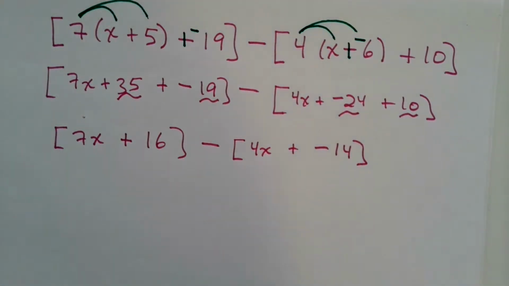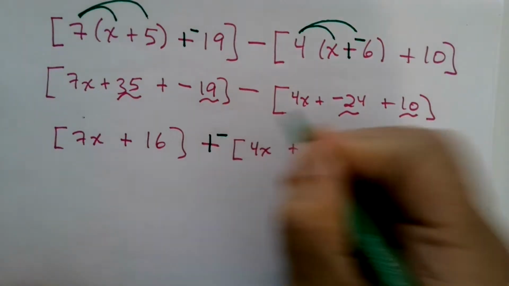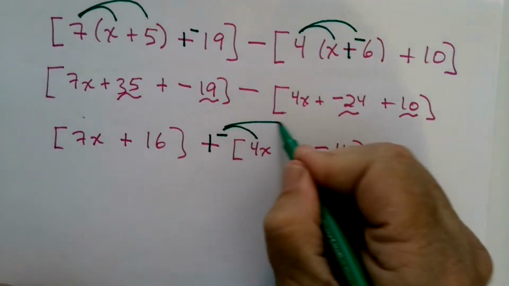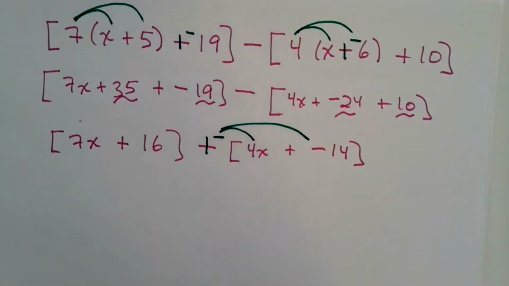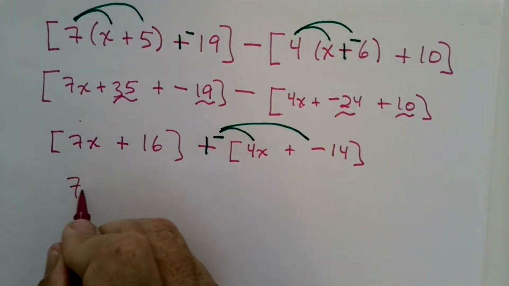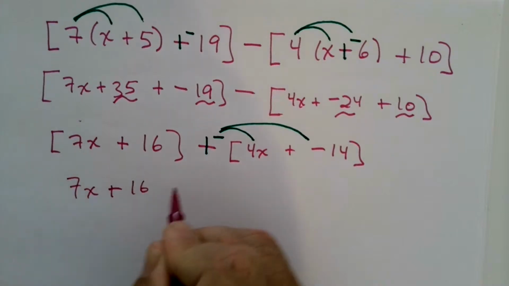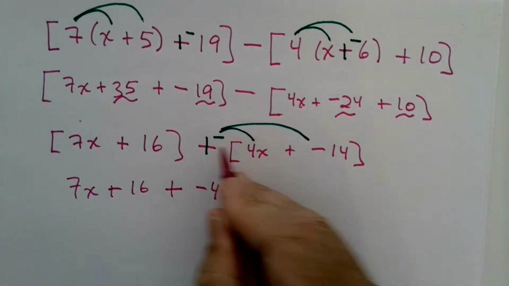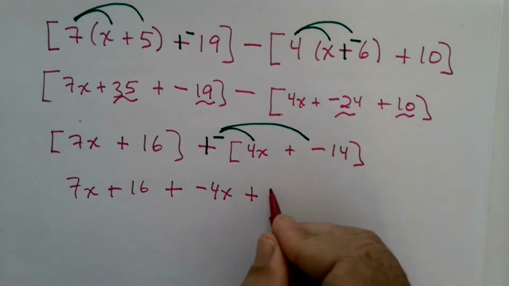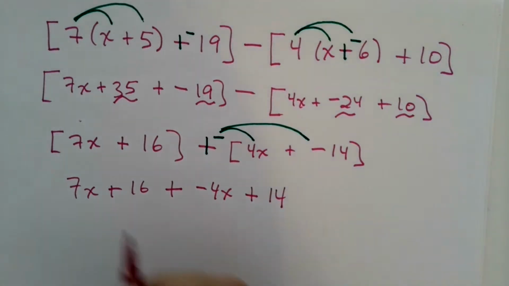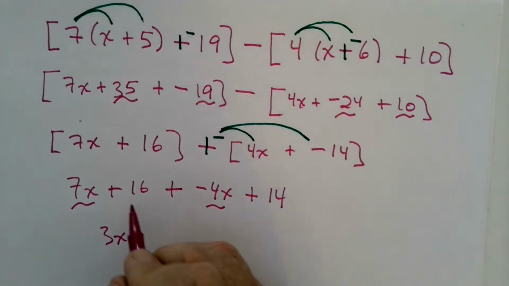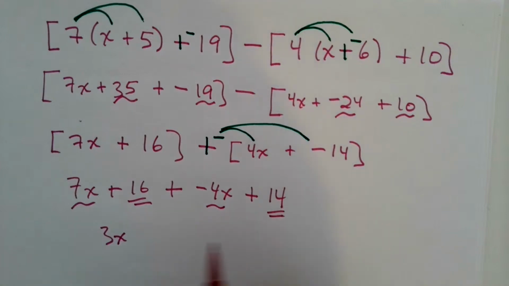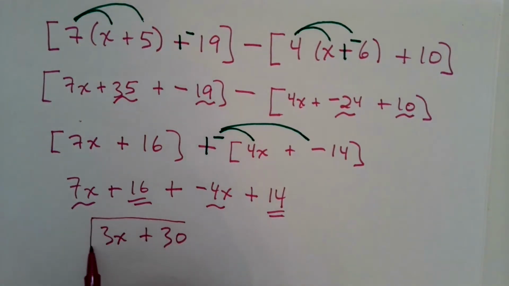Once I'm at this stage, I will change that minus sign to a plus negative, and we'll distribute. So I get 7x plus 16, plus, distribute the minus sign: the opposite of 4x is negative 4x, and the opposite of negative 14 is positive 14. So now I have 7x plus negative 4x, which is 3x. And then I have 16 plus 14, which is 30. And that is my final answer to that question.